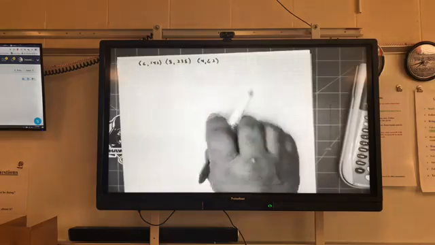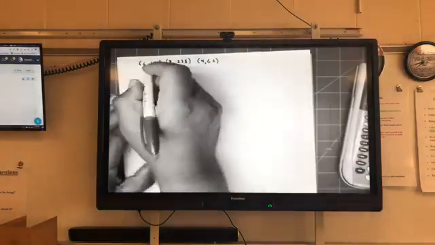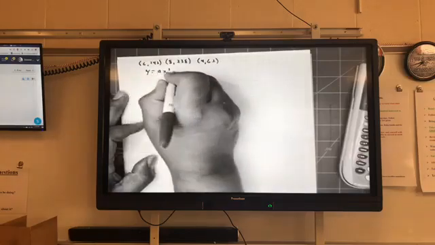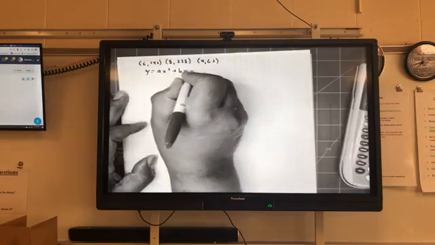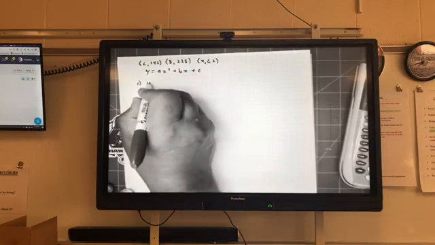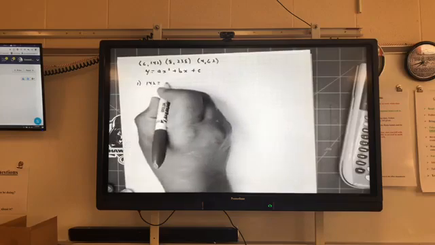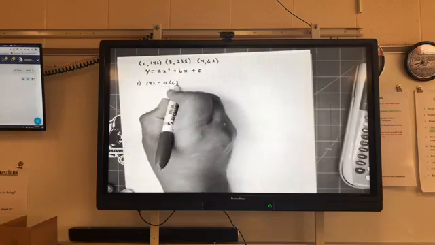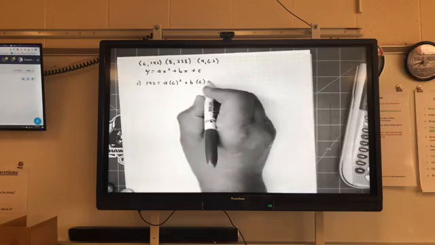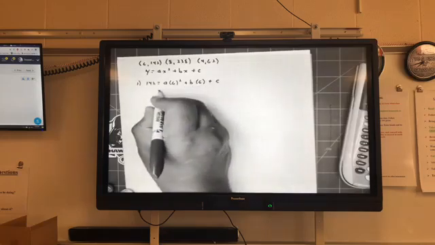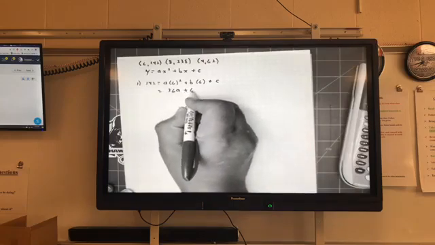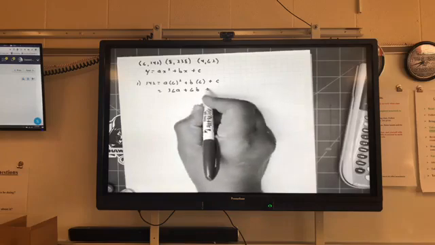Okay. Now we're going to set up our equations. Y equals ax squared plus bx plus c. So for the first equation, we're going to have 142 equals a times 6 squared plus b times 6 plus c. So that becomes 36a plus 6b plus 1c.